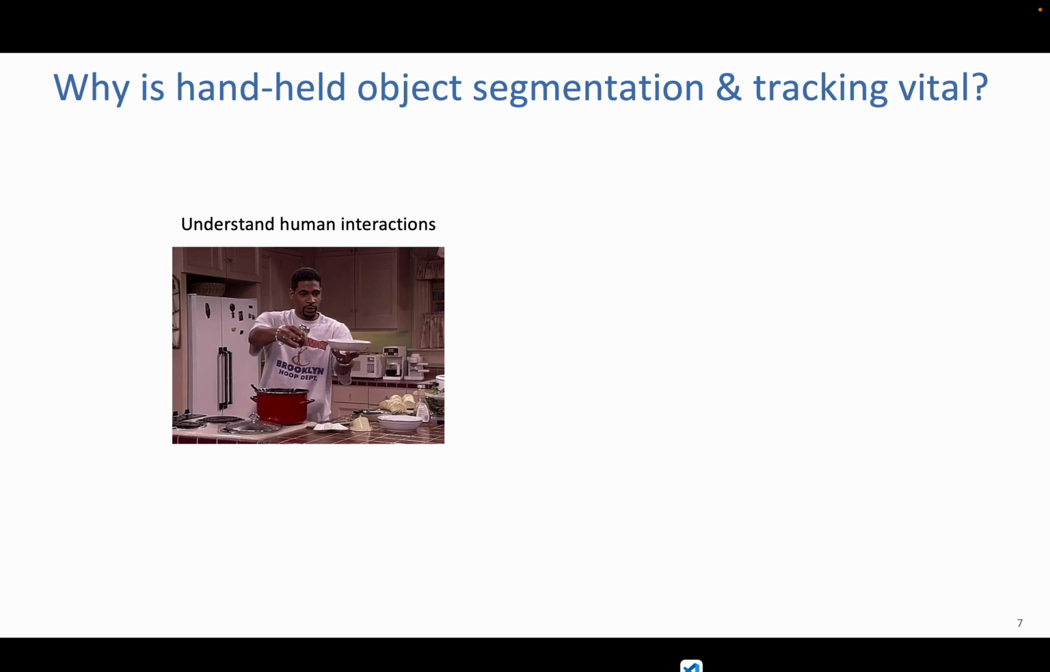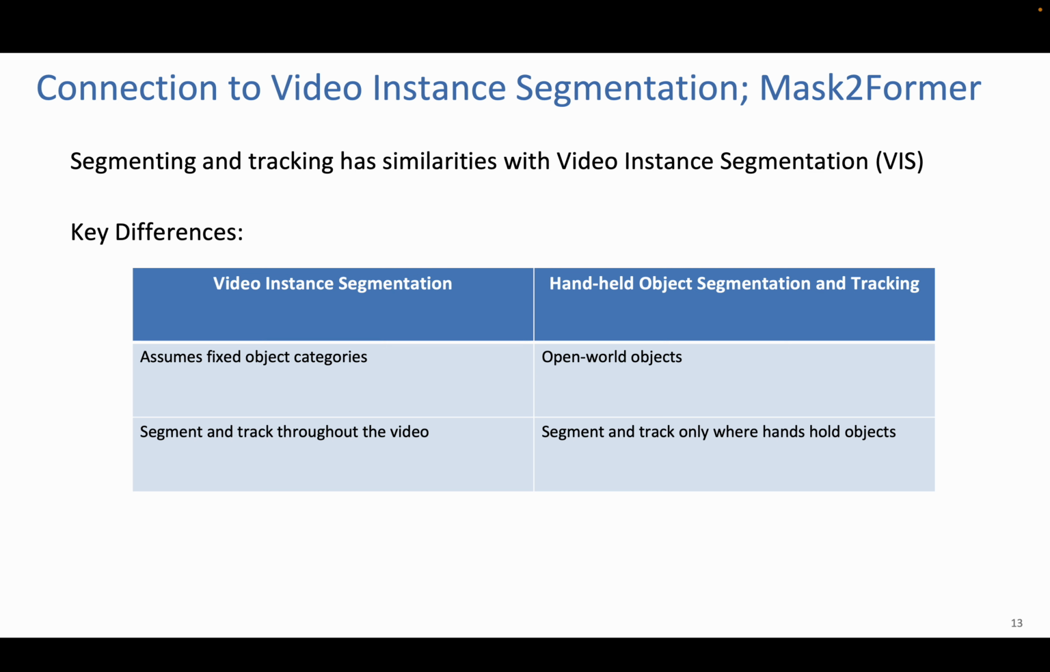Our problem setting shares some similarities with video instance segmentation, but there are several key differences. First, in video instance segmentation we assume the objects come from a fixed and predefined class. Whereas, we deal with open-world settings, we want to segment and track handheld objects regardless of their category. Second, in video instance segmentation, the objects are segmented and tracked throughout the video as long as they are visible. However, in our case, we segment and track objects only in the frames objects are handheld.